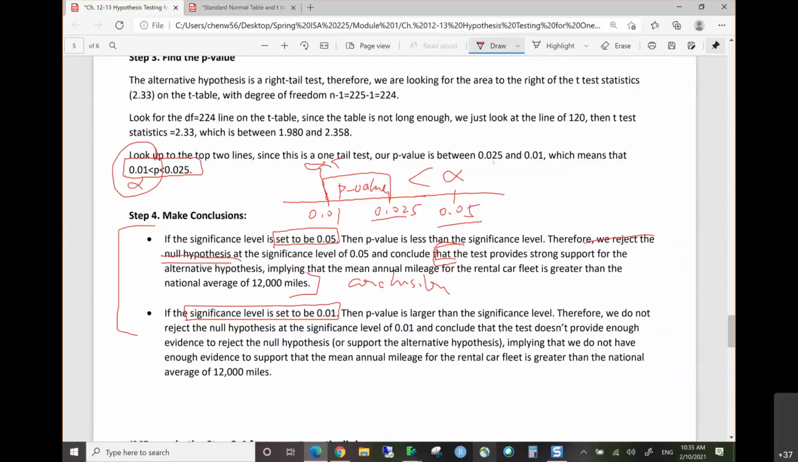That means we conclude that the test doesn't provide enough evidence to either reject the null hypothesis or support the alternative hypothesis, which means we do not have enough evidence to support that the mean annual mileage is larger than 12,000 miles. Right, so that will be your conclusion. You either have the evidence to support your alternative hypothesis, or you do not have enough evidence to support your alternative hypothesis.